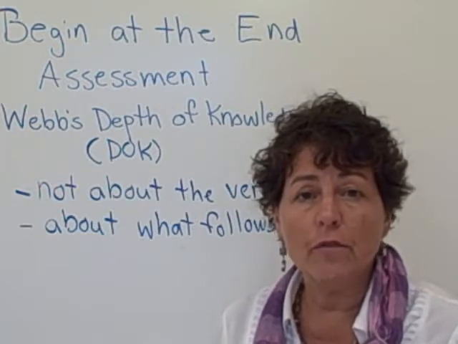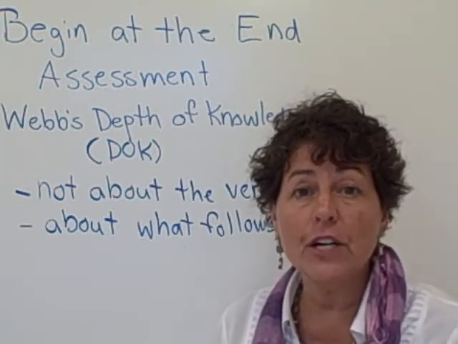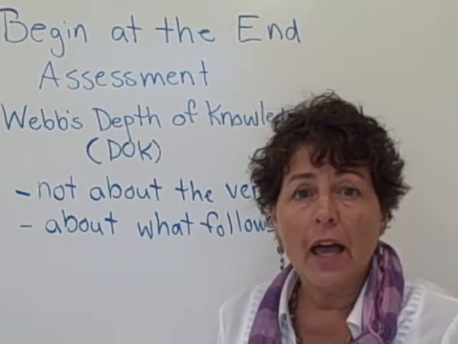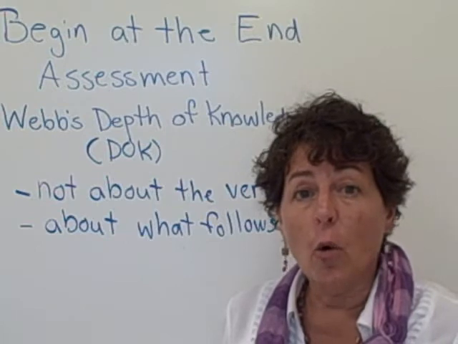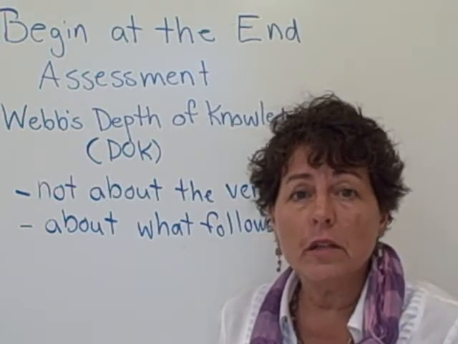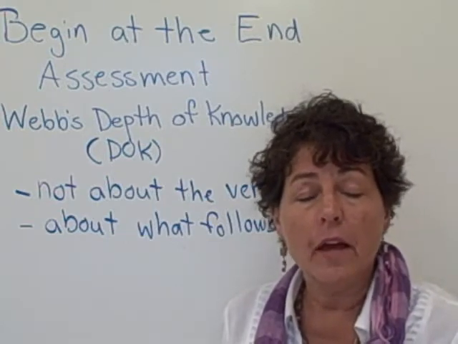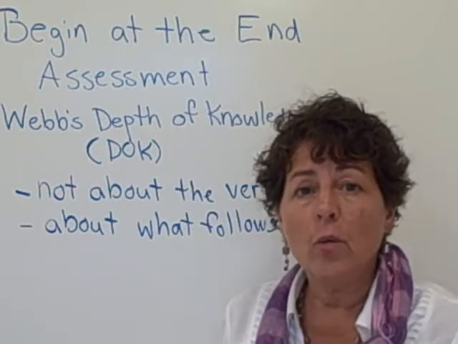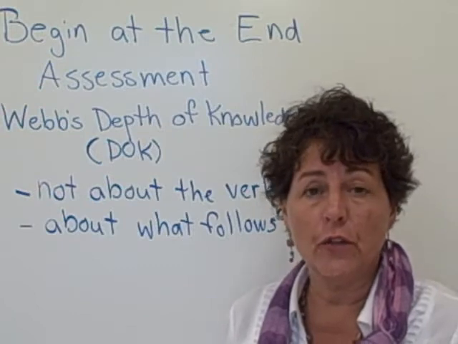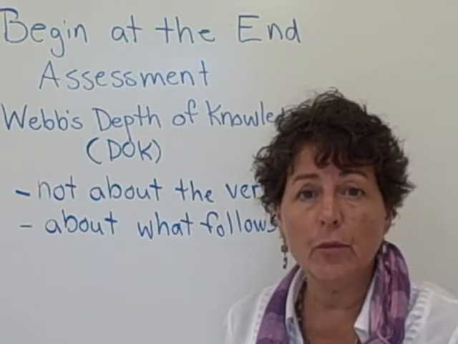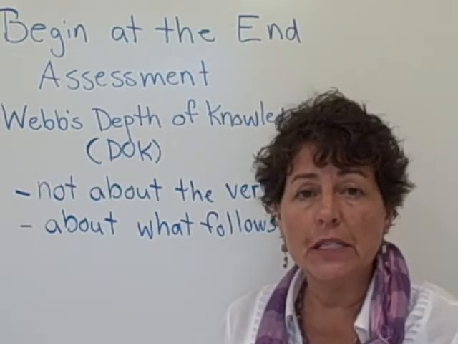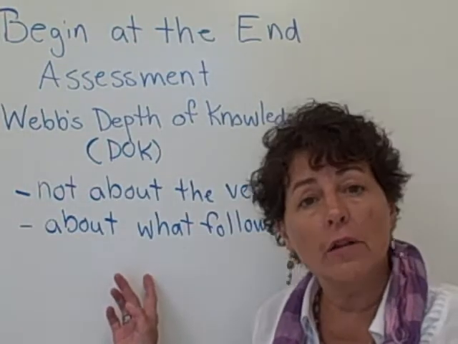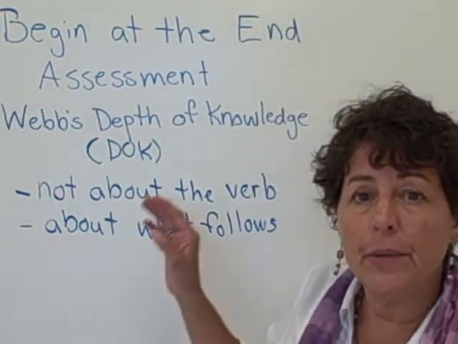For those of you who are not familiar with Webb's depth of knowledge, it is very different from Bloom's taxonomy. While Bloom's looks at levels and higher order thinking, Bloom's does not look at depth, and that's what Webb's depth of knowledge does. It looks deeper. With Bloom's, you would look at the verb, and the verb would determine the level with which you were instructing or assessing. Webb's depth of knowledge is about what follows that verb. So let me give you an example of that.